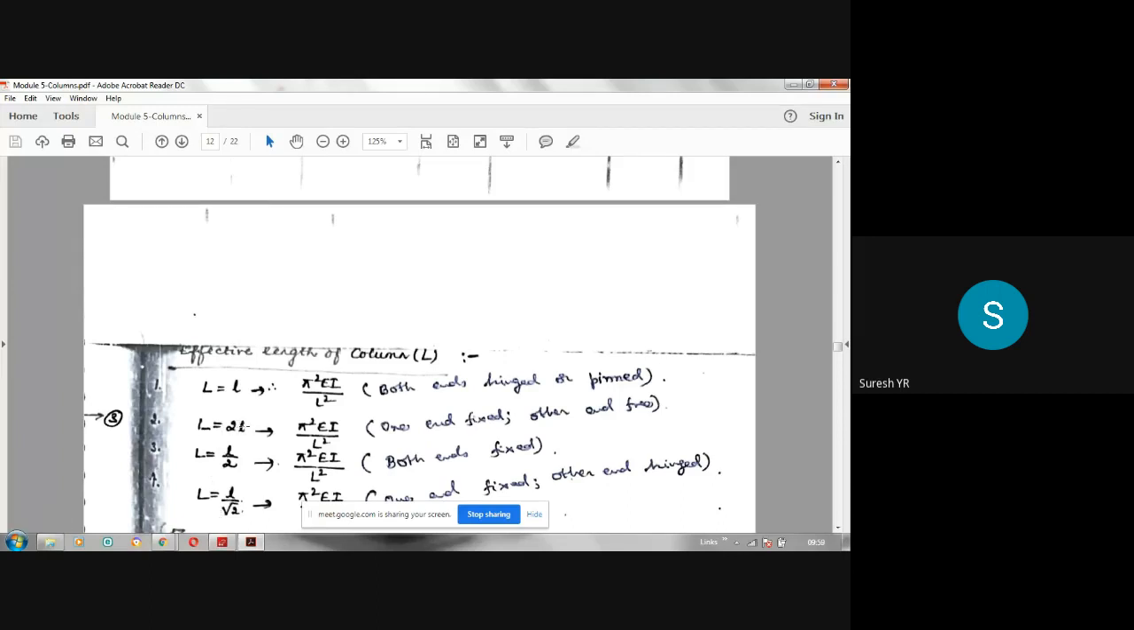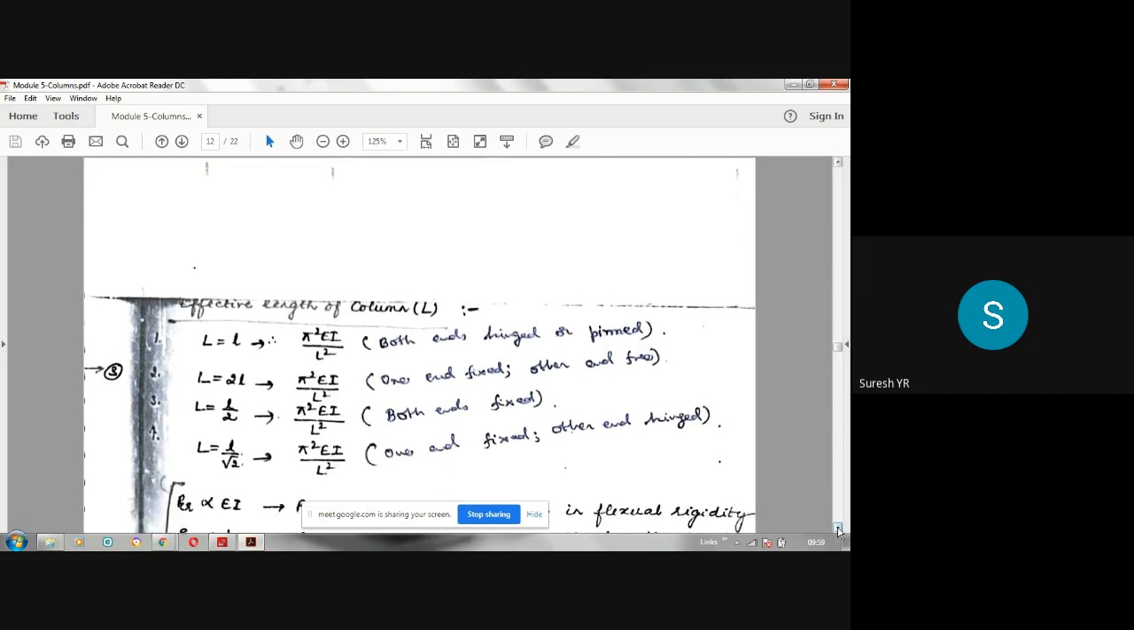Because in the problem, they will give the actual length of the column. Small l value will be given. You calculate the capital L value, effective length of the column, depending on the end conditions. Then substitute that effective length capital L in the general formula. So the general formula is pi square EI by capital L square. That is the general formula. The only thing is, if one end is fixed and other end is free, capital L is 2L. If both ends are fixed, capital L is L by 2. If one end is fixed and other end hinged, then capital L is small l by root 2. So these three conditions you should remember.